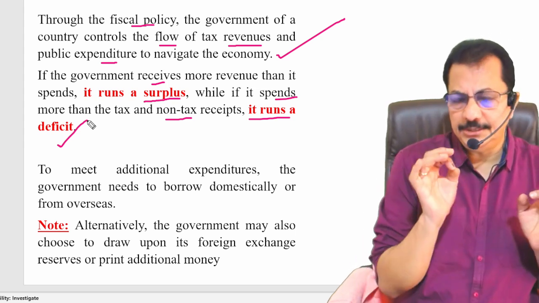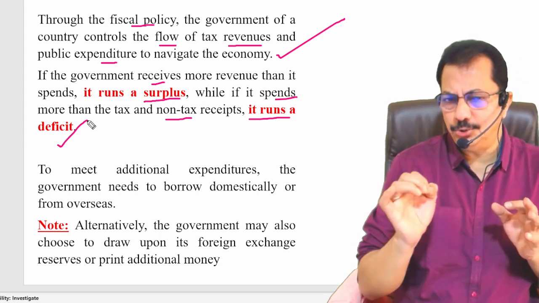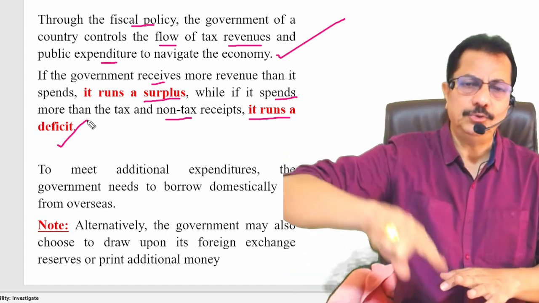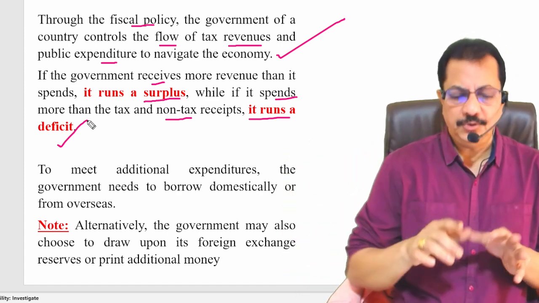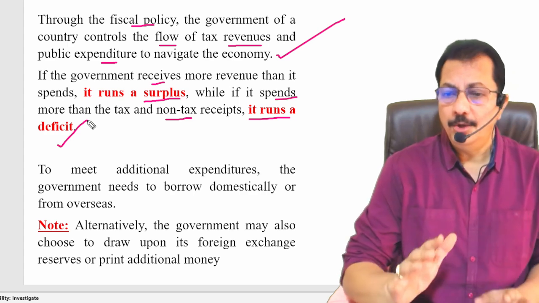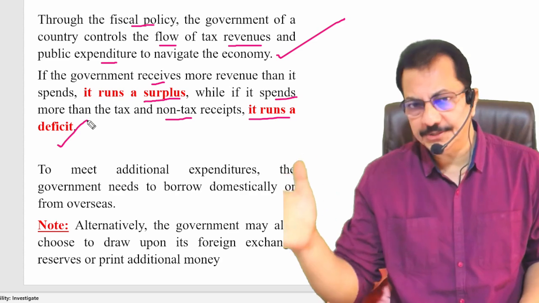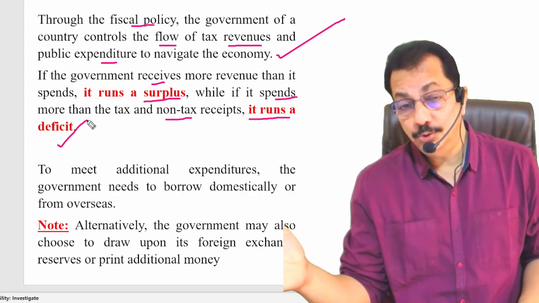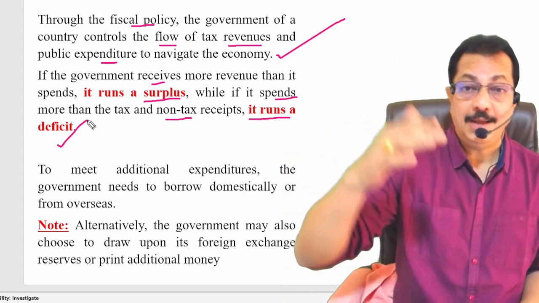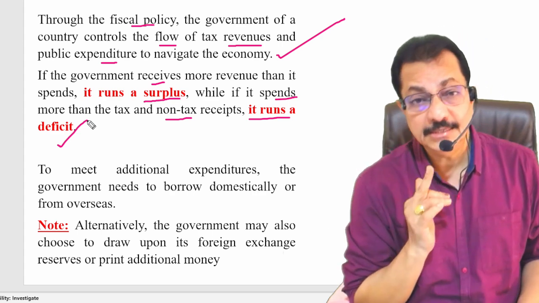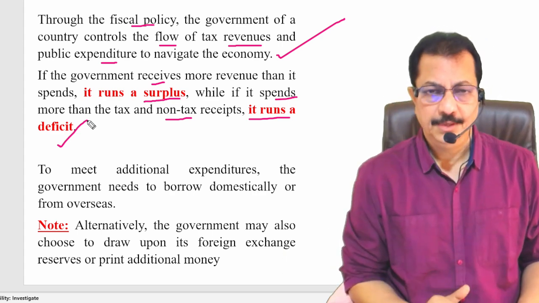So government is earning not just through the taxes. Government is also earning through some other sources, right? So for example, government might have given loans to some other countries. Government might have given loans to the states, and those states are paying interest. Other countries are paying interest. That is the revenue to the government. That is the non-tax receipts, right?